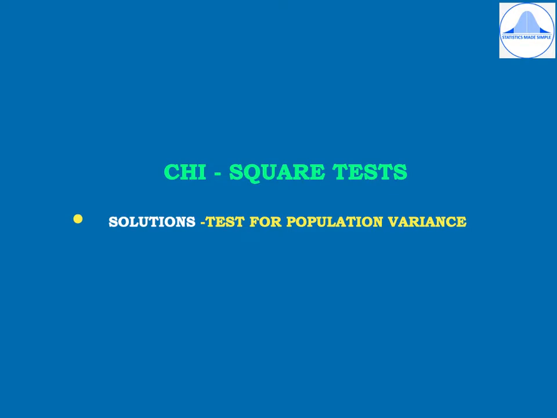In this video, I find solutions to problems based on the chi-square test for population variance. These problems are 5 markers based on the two-tailed tests, right-tailed tests, and left-tailed tests.